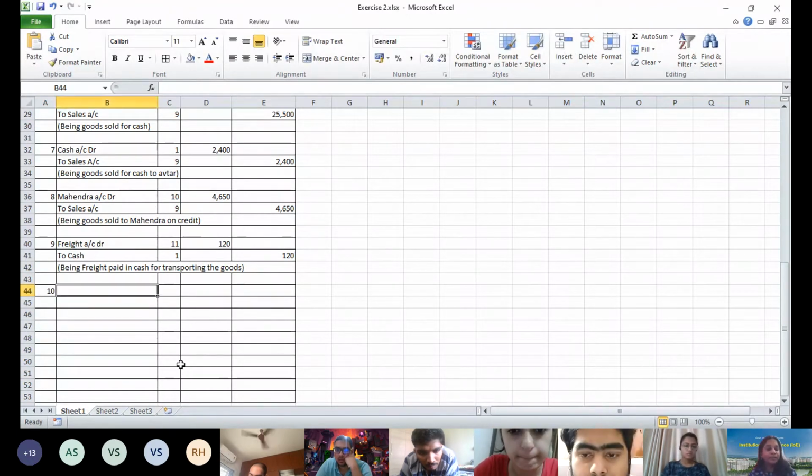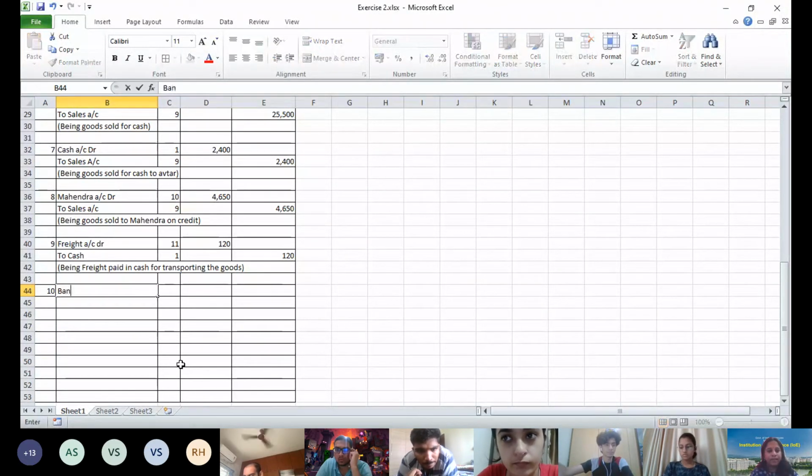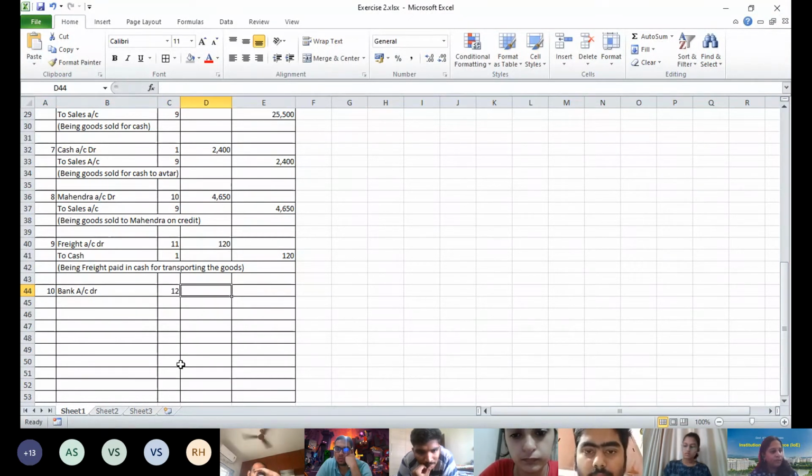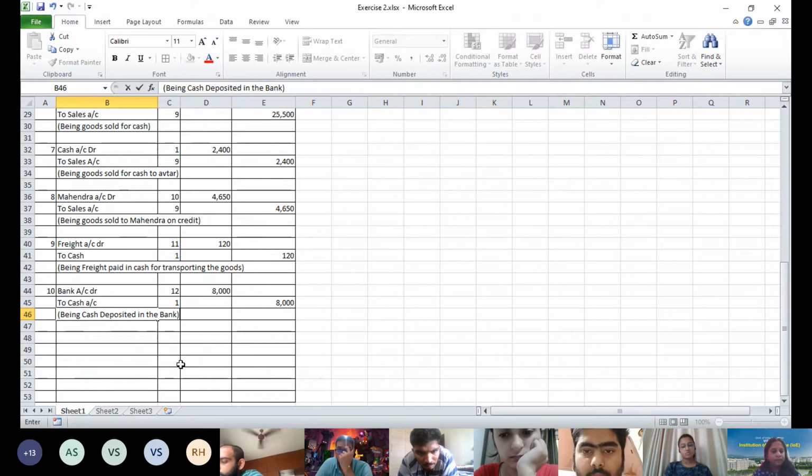Deposited cash into bank. So there are two things, cash and bank. Bank is personal, cash is real. Debit the receiver. Who's the receiver? Bank account. Bank account debit. What is the amount? 8,000. To cash account, 8,000. Cash deposited in the bank.